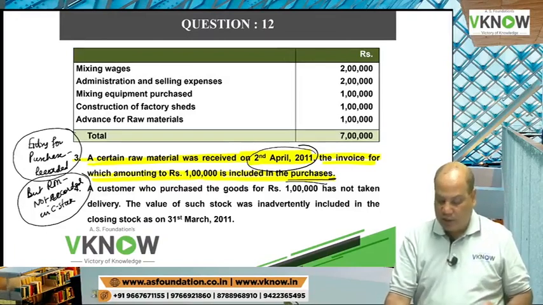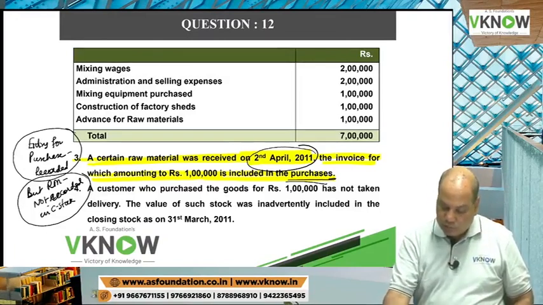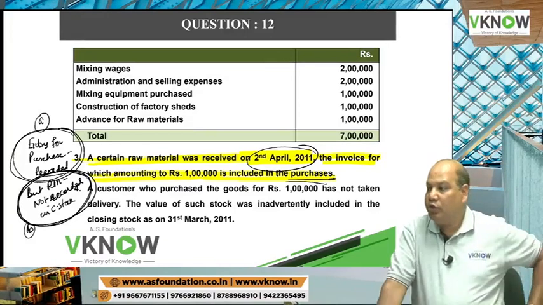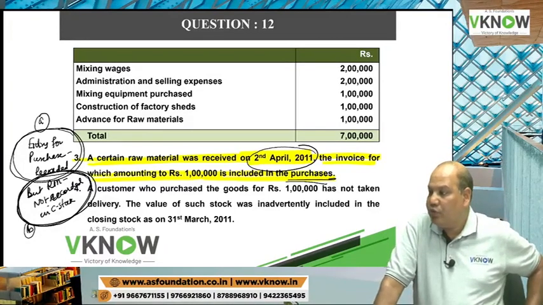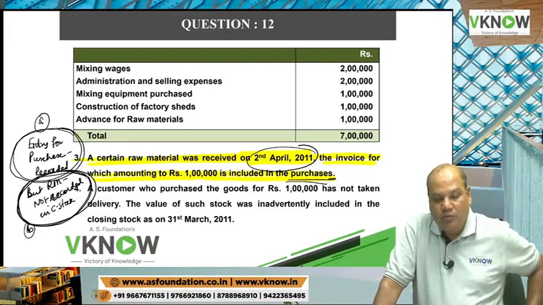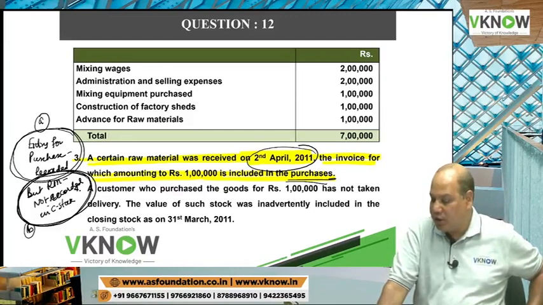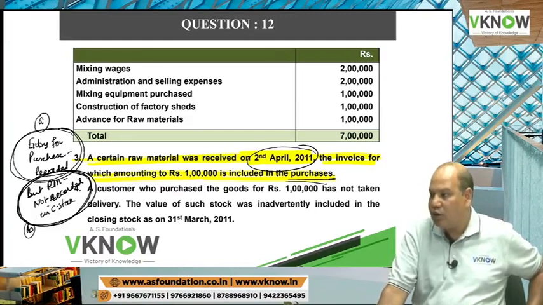So the student will advise me what I should do. Option A, reverse the entry for purchase, and option B, include raw material in transit in the closing stock. Which option is better? Should we reverse the purchase entry or should we include raw material in the closing stock? Please reply. Everybody should try. Show your intelligence. You are an accountant.